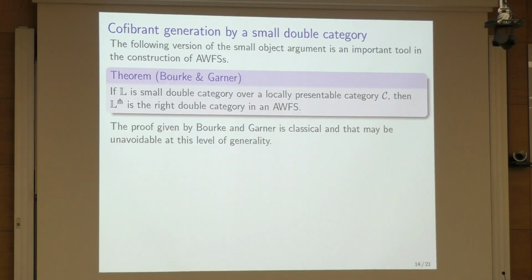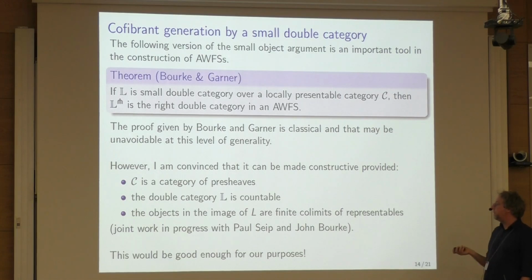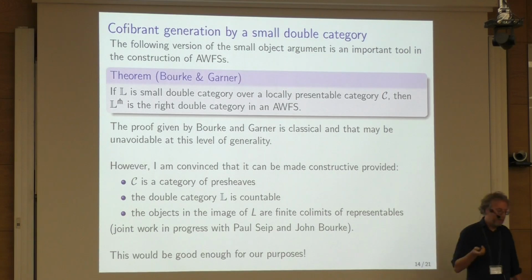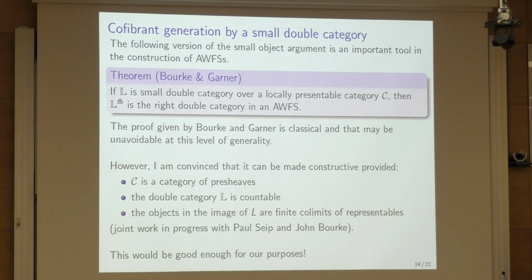Now the proof they give is classical, and of course the aim was to do everything constructively. I'm looking at this with one of my master's students, and I think this double categorical version, at least maybe not at this level of generality, cannot be proven constructively. But in all the cases I'm interested in, this category C is a category of presheaves, my double category is countable, and the objects in this double category are finite in some sense. So that should be good enough for all our constructive purposes.